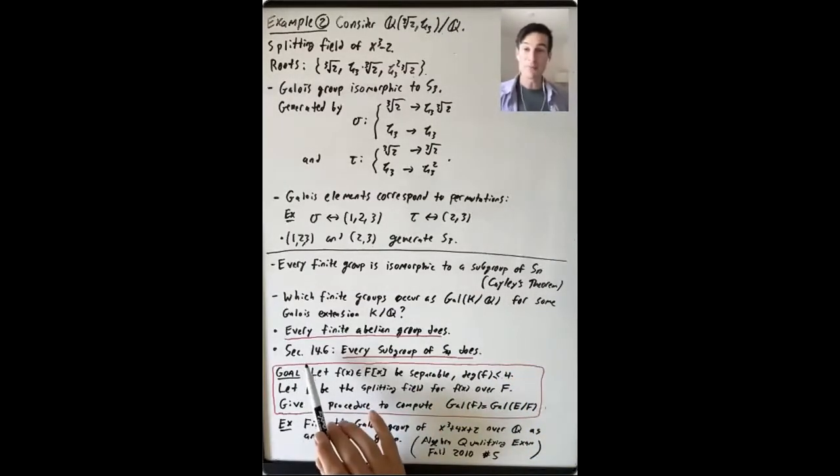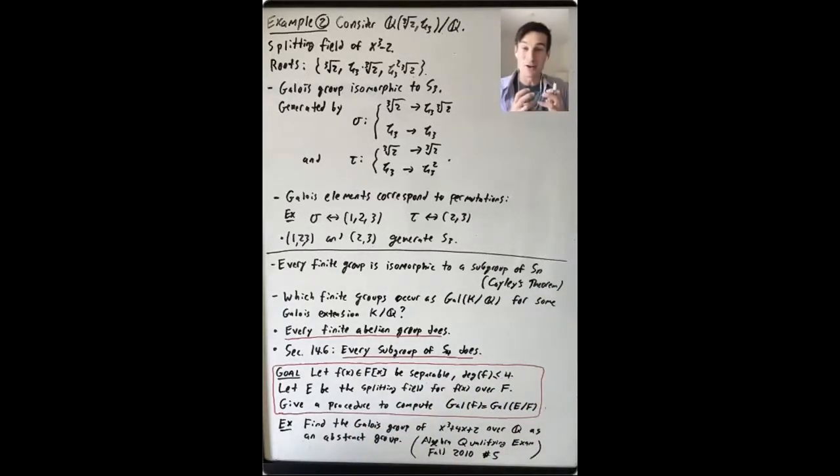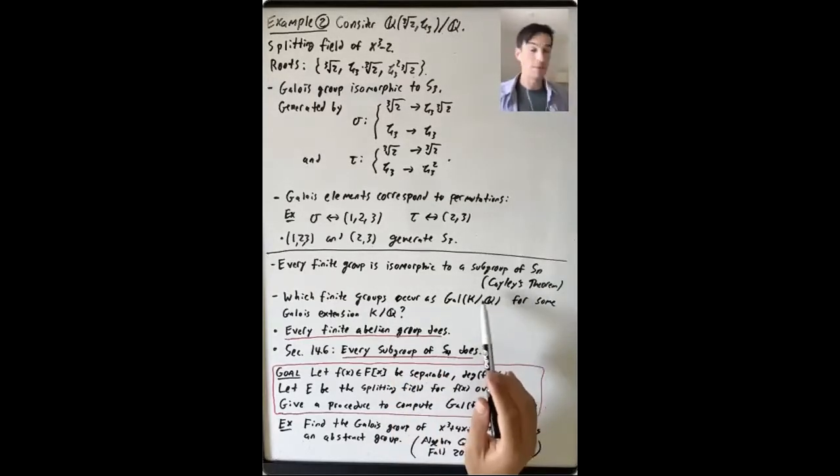In section 14.6, the focus of this lecture and the next one, the big goal is to show that when n is small, we can very explicitly understand which subgroups of Sn arise. So every subgroup of S4 does arise as the Galois group of some Galois extension over Q.